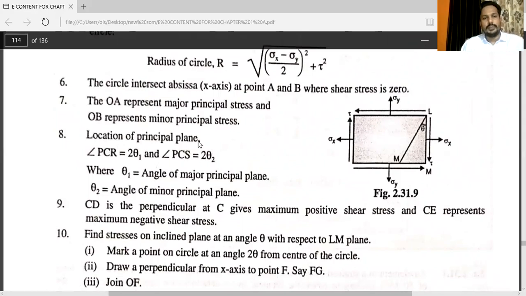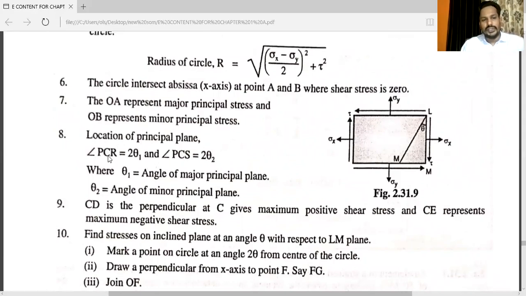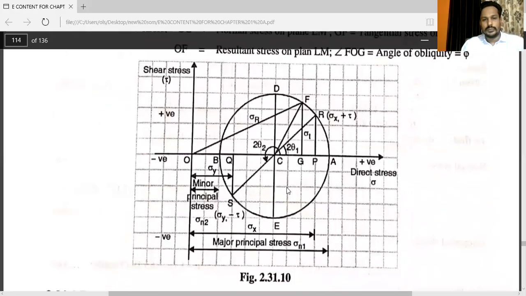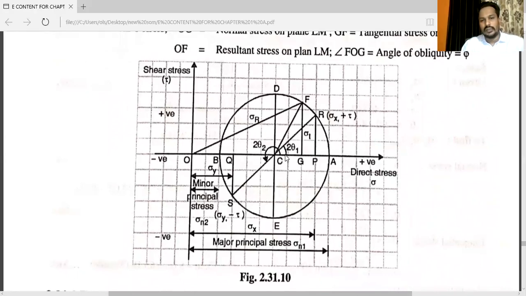Location of principal plane: angle PCR is equal to 2 theta 1, angle PCS is equal to 2 theta 2, where theta 1 is the angle of the major principal plane and theta 2 is the angle of the minor principal plane. You can see here 2 theta 2, and this one is 2 theta 1.